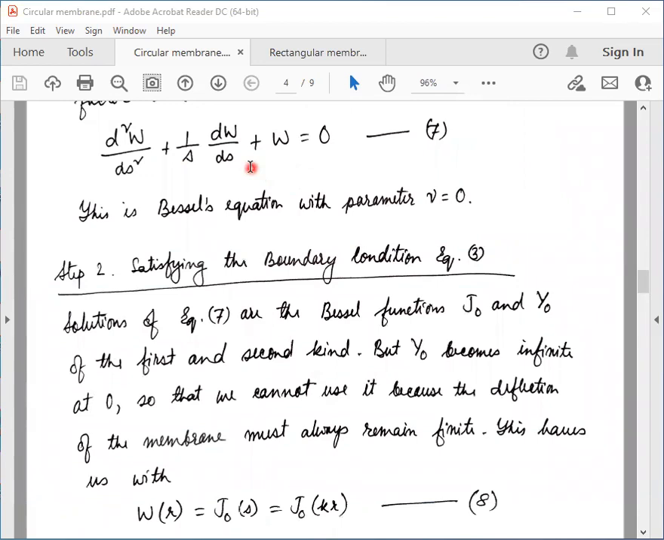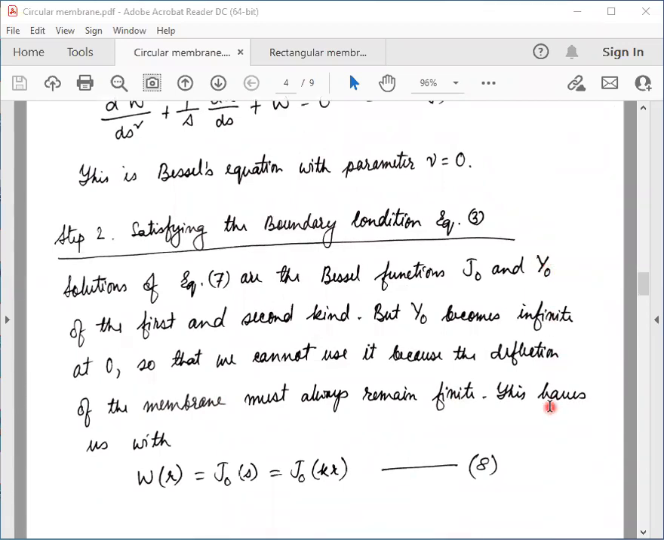Now, since this is a Bessel equation, its solution is simple. So first, let us find solutions which satisfy the boundary conditions. The solutions of equation 7 are given by the Bessel functions of the first kind J0 and of the second kind Y0, because here the parameter nu is equal to 0. But Y0 becomes infinite at the origin O, so we cannot use it, because the deflection of the membrane must always remain finite. The deflection cannot be infinite. So Y0 does not represent a physical solution.